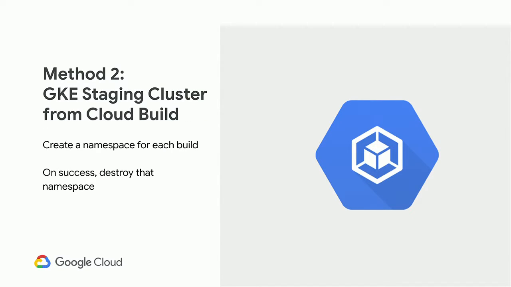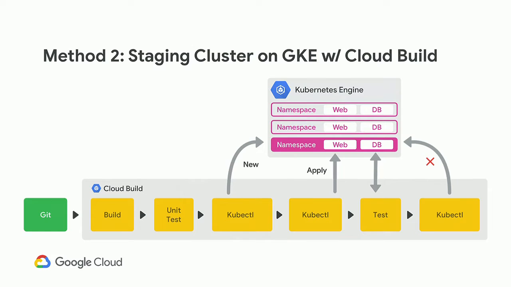In Cloud Build, the way we're going to do that is on each build, we're going to create a uniquely named namespace, deploy those things, test it, and then on success, we'll destroy that namespace. The nice thing about a namespace is that if you destroy it, everything in it wipes away along with it.